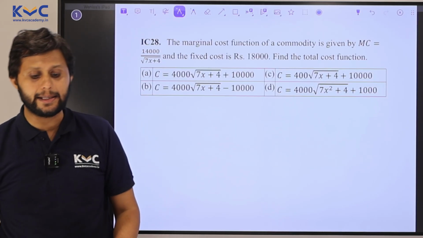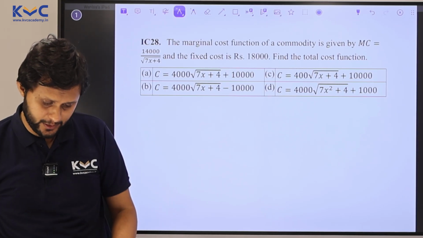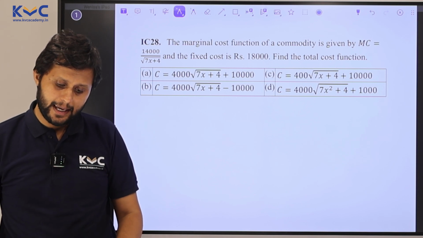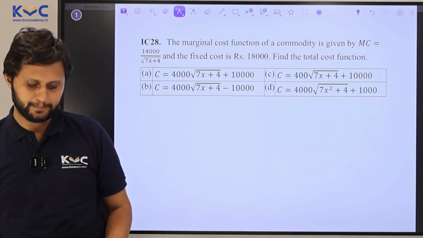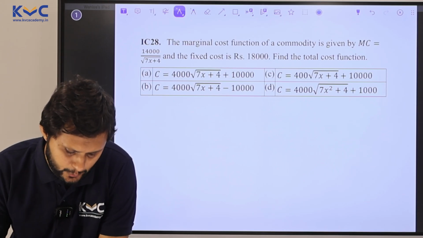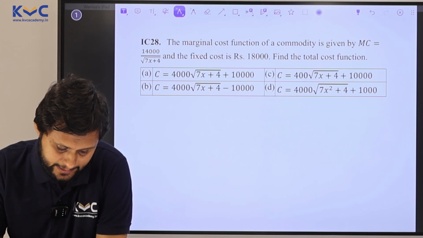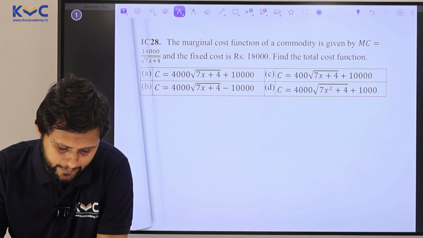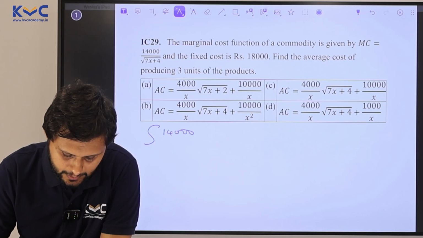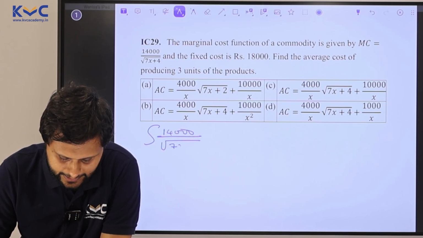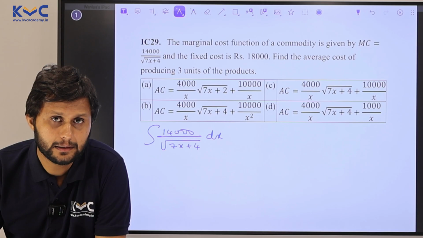Question number 28. The marginal cost function of a commodity is given, and the fixed cost is 18,000. Fixed cost is also given. Find the total cost function. Okay, so we have total cost. How do we get total cost? We need to integrate this. So we have integration of 14,000 divided by root 7x plus 4 with respect to x. If I integrate this, I get the total cost function.